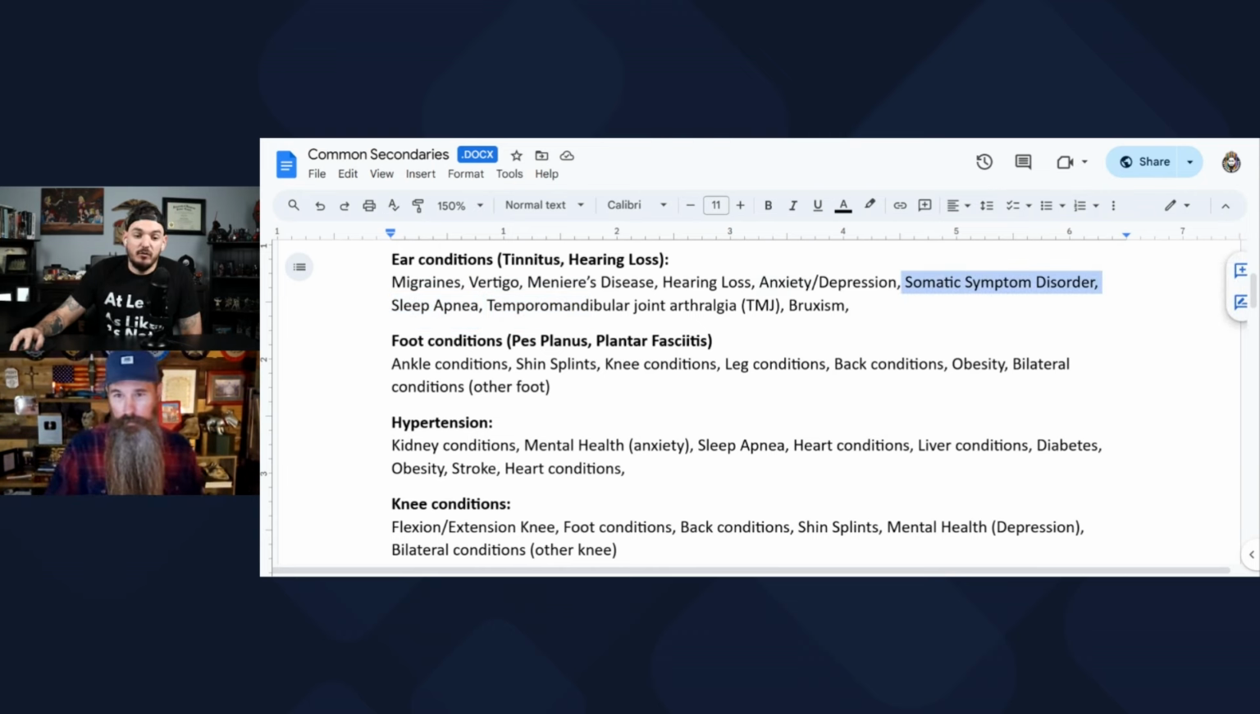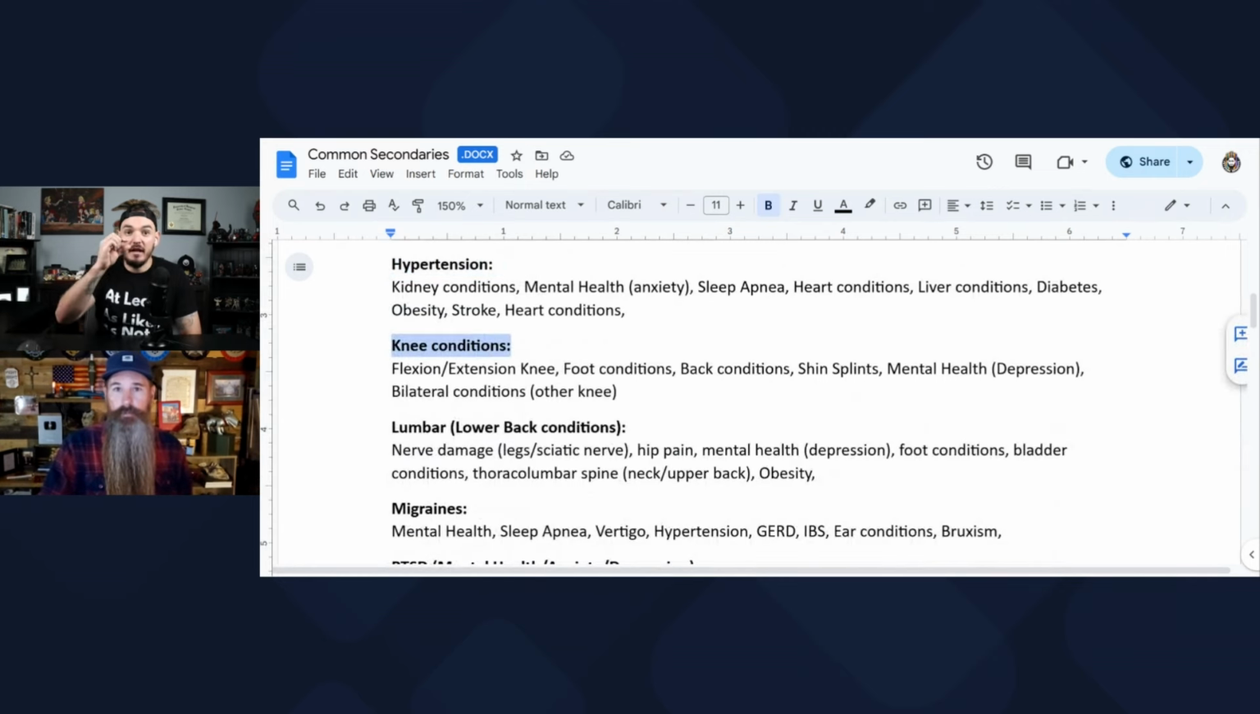SSD, somatic symptom disorder. You have sleep apnea secondary to tinnitus. I have seen that. It's not rare, or it's not common. I wouldn't say it's rare. It's uncommon if there was a point between that. Your TMJs, your foot conditions, your hypertensions, knees.